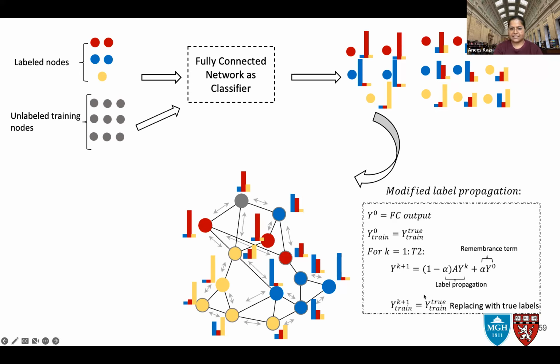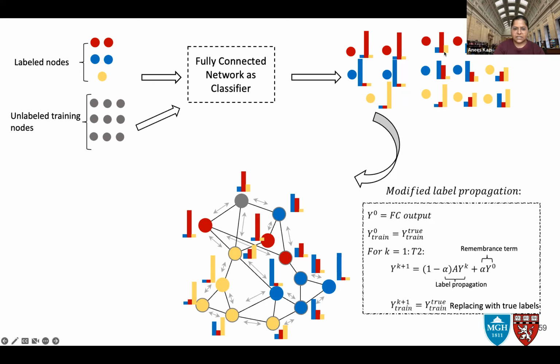We multiply the adjacency matrix and the FC output together in order to pass the label information to each unlabeled node over here. And in this process, the labels of the original labeled nodes also get modified, right? So we replace them with the true label again. And we perform this mechanism for T1 iterations, T2 iterations, and then train the teacher network like that in order to make these labels more confident.